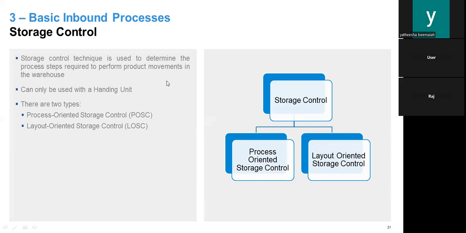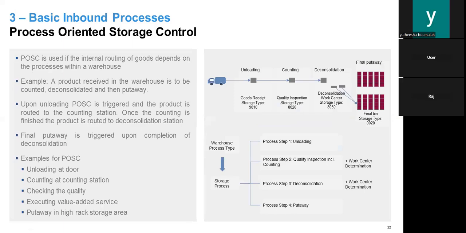When the inbound delivery is created, we need to have the handling unit created for the product. That means packing needs to be done. Only then will the system perform the POIC and LOIC. I will explain this in the next slides. Process oriented storage control: for example, when we receive the product from the external supplier, in some cases we just do the goods receipt and we will directly put away into the final storage bin.